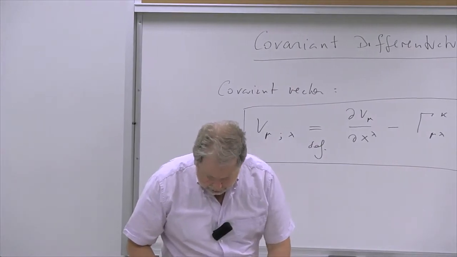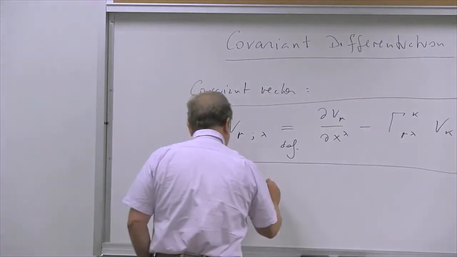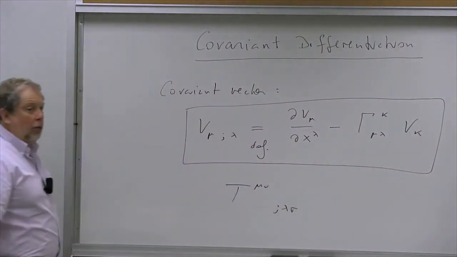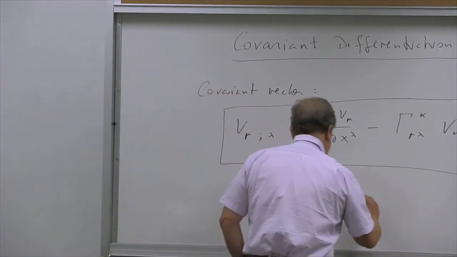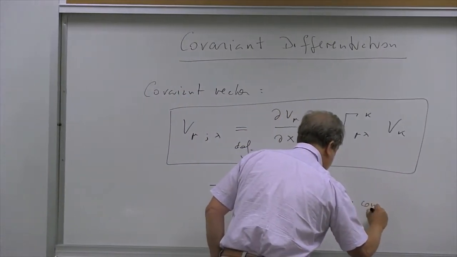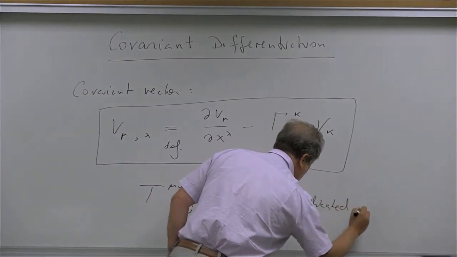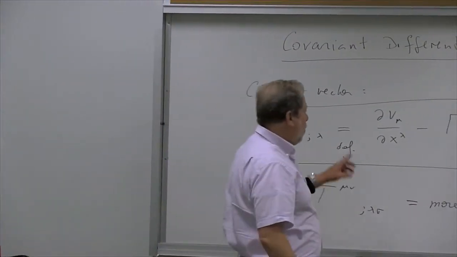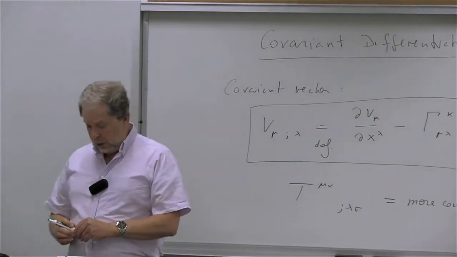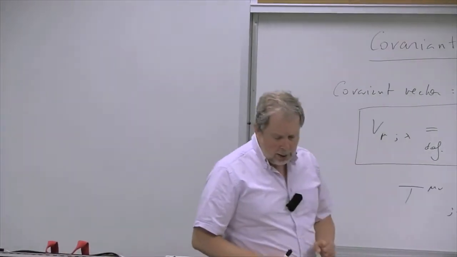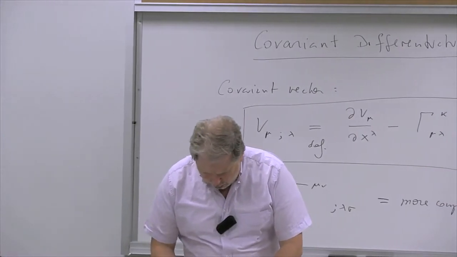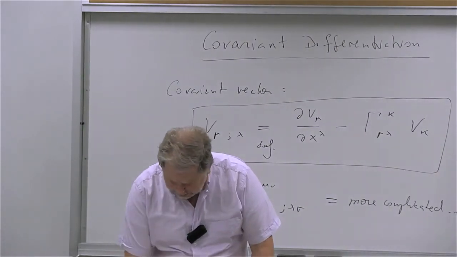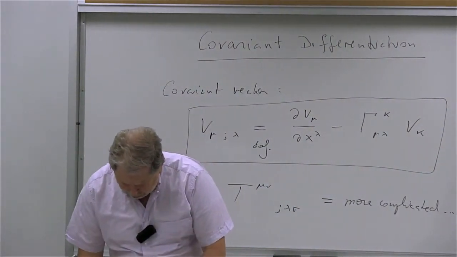Now, if you construct something more complicated, say t mu nu, and take a semicolon derivative with respect to two indices, then the resulting expression is more complicated. In other words, there are going to be lots more terms with the gamma. You only have one gamma when you take the derivative of a vector, but if you have a tensor with many indices, then there are more contributions. We won't go into that, but you can find the formulas in the book.